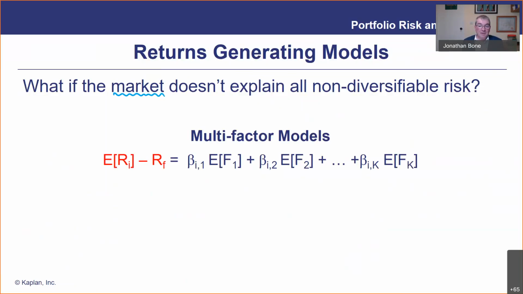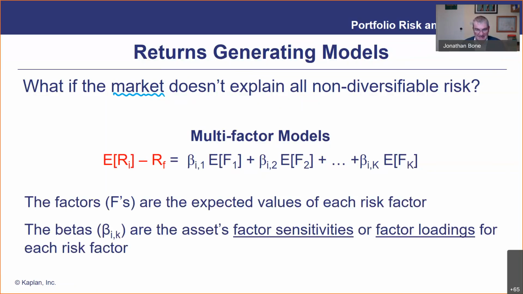Now, all a multi-factor model does is increase the number of betas and the number of risk factors. Notice we've got the excess return on our portfolio here: return on asset i minus the risk-free rate is equal to beta 1 times risk factor 1, beta 2 times risk factor 2, etc. Betas are known as factor sensitivities in this particular case. The factors themselves, the F1, the F2, the FK, etc., are whatever you believe explains non-diversifiable risk.